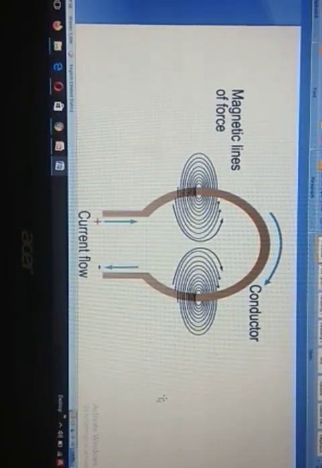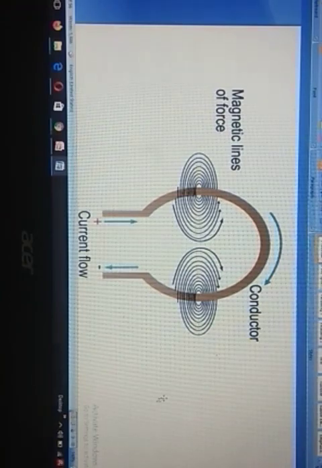This is a circular loop, when the current carrying conductor has the shape of a loop. These are the magnetic field lines. In the conductor, you can see that the current has two directions, upward and downward. According to the right hand thumb rule, if the direction of the current is upward, then the four fingers, which are closest to each other, show the anti-clockwise direction of our magnetic field lines.